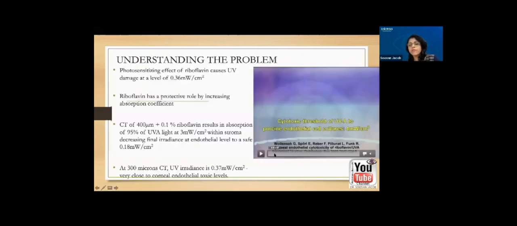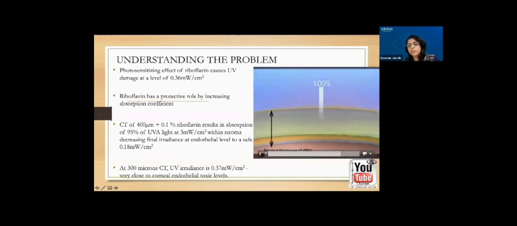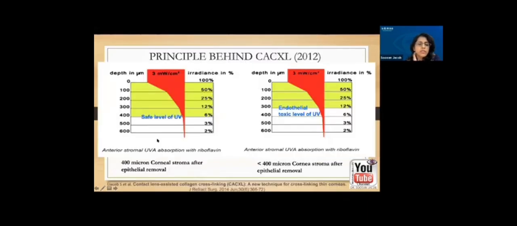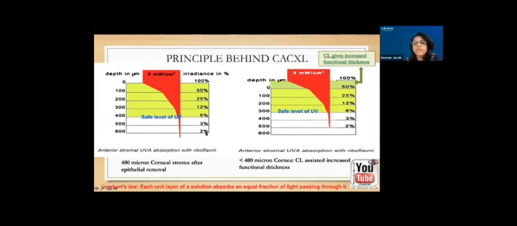If, for an example, you're taking 300 microns, what happens is your toxic level increases, because then the endothelium is closer to the UVA, and you get a higher level of UV reaching the endothelium, and that can cause toxicity. So basically that's about riboflavin and the stromal thickness and ultraviolet light. So again, this is the image which is very familiar to most of us. 300 microns of stroma and you get more UV, and that can be endothelial toxic. 400 microns here, as you see here, is a safe level of UV for the endothelium. And we all know endothelium is the most precious part of the cornea.